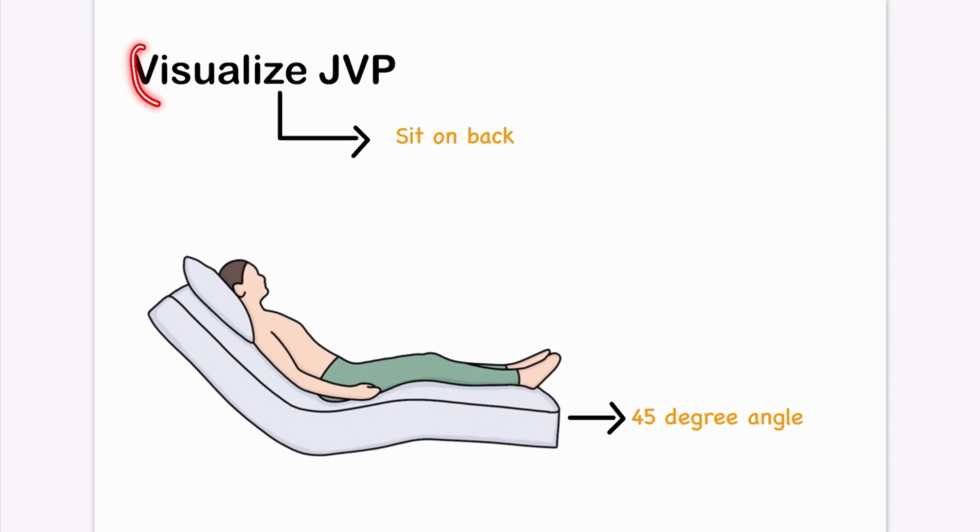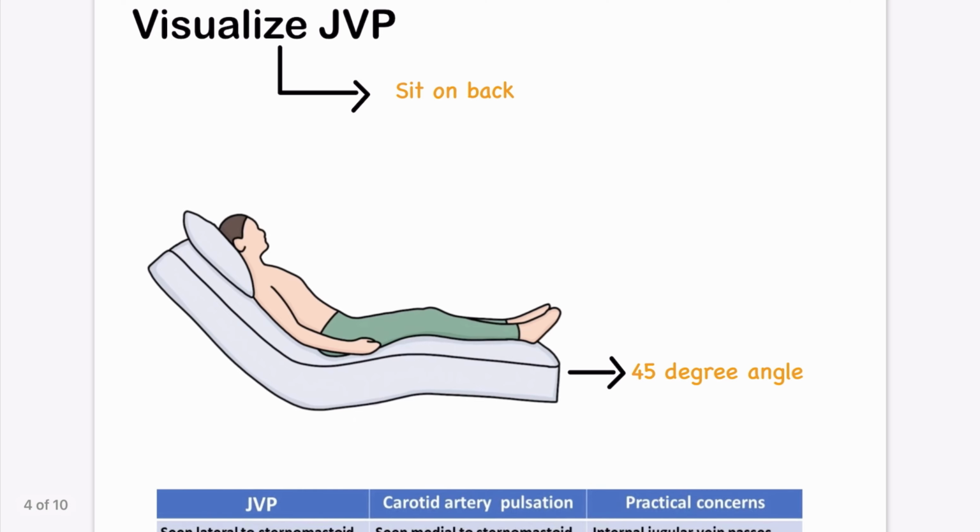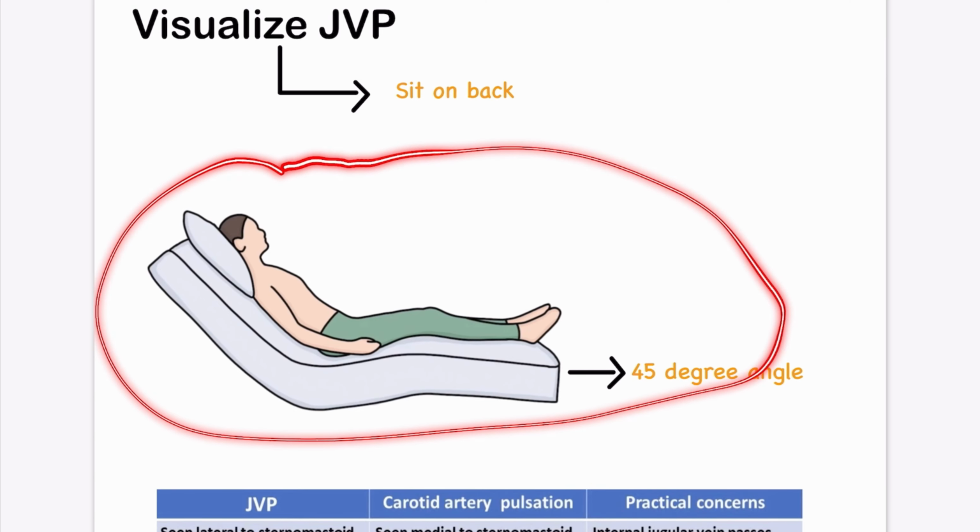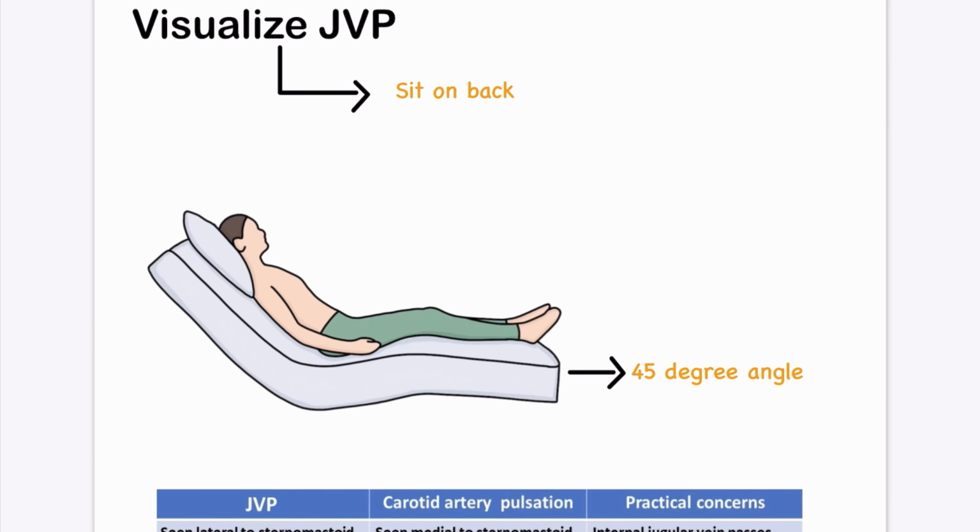Next is how to visualize the JVP. The JVP is to be visualized. It's not like a pulse where you can put your finger on and feel it. JVP is not like that. To visualize the JVP, the patient should be in a position seen in this figure, and after that you should turn the head of the patient to the left, and after turning the head you should shine a light onto the right internal jugular vein so you can see the pulsation by yourself.